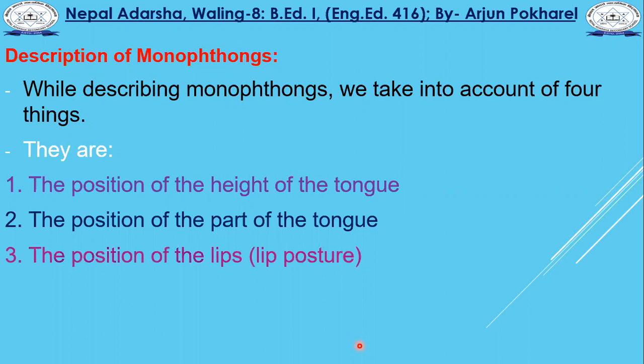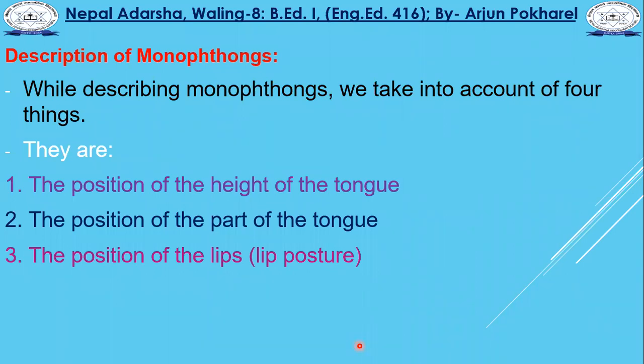The third one is the position of the lips. The position of the lips is also one thing to consider while describing monophthongs. You can easily notice that while producing the O sound, the lips become round, and while producing the a sound, the lips become unround. In this way, we can identify the position on the basis of the position of the lips.